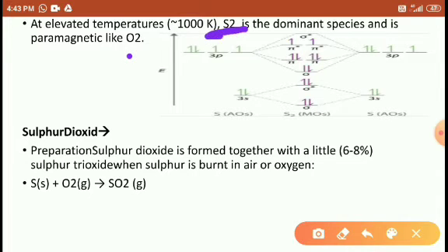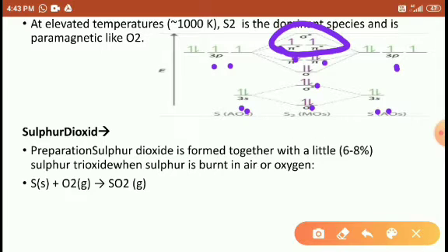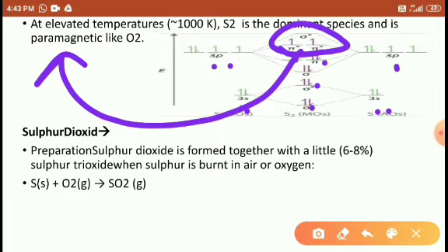Similarly, S2 sulfur, we are using two sulfur atoms, and their respective electrons are 3s2, 3p4. So the bonding electrons are completely filled, anti-bonding is also filled, and in the other set the bonding electrons are filled and the anti-bonding electrons are unpaired. So due to this unpaired electron, it is considered paramagnetic in nature. Right, students?